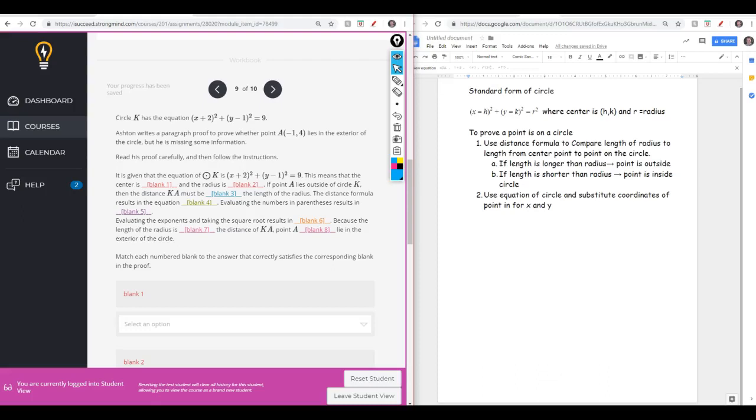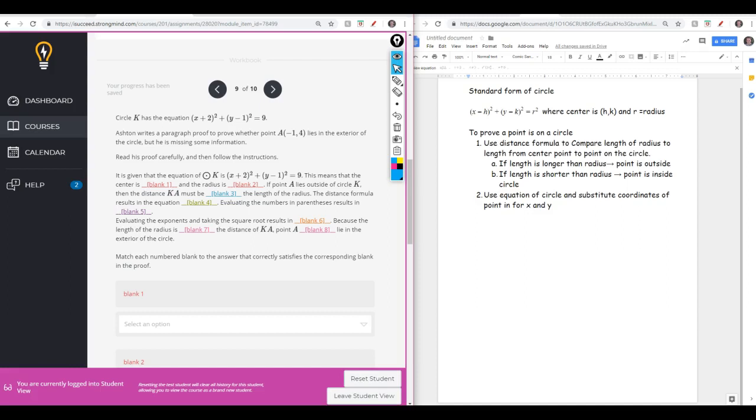Okay, circle K has the equation (x + 2)² + (y − 1)² = 9. Ashton writes a paragraph proof to prove whether point A at (−1, 4) lies in the exterior of the circle, but he is missing some information. Read his proof carefully and then follow the instructions.